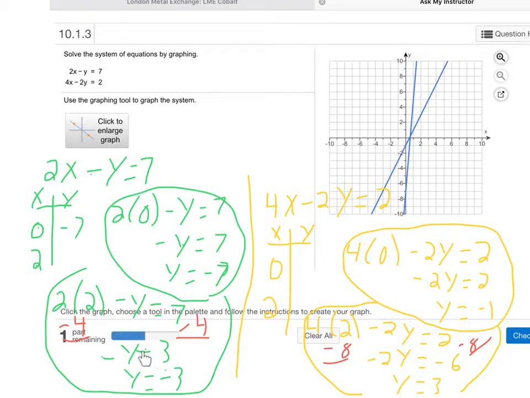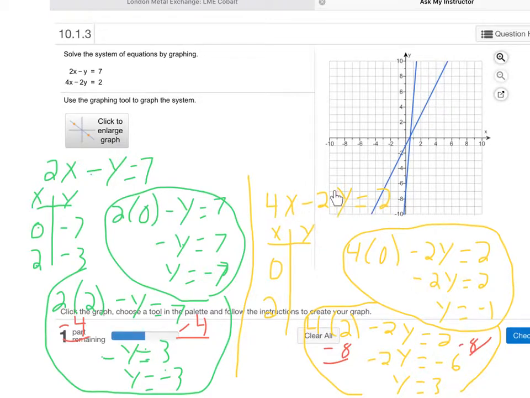And then you need to again multiply or divide by -1. So that would give me -3 here. So 2, -3 would also be a solution to this equation. Now I'll switch to the bottom equation, 4x minus 2y equals 2.